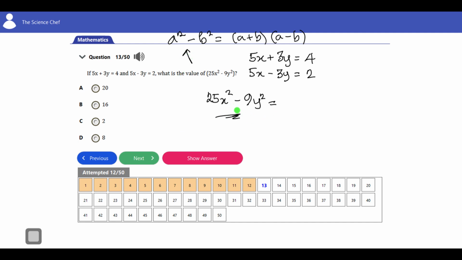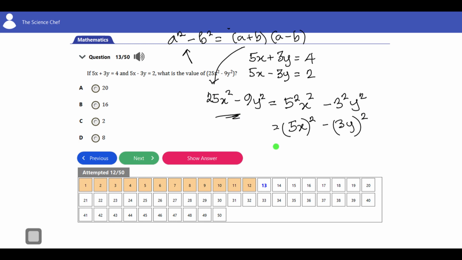Can we actually get something like this from this expression? Let's see. 25 is a square of a number. Yes, 25 is a square of 5. So that's 5 squared x squared minus, 9 is a square of 3, so that's 3 squared y squared. It's the same thing as saying 5x all squared minus 3y all squared.